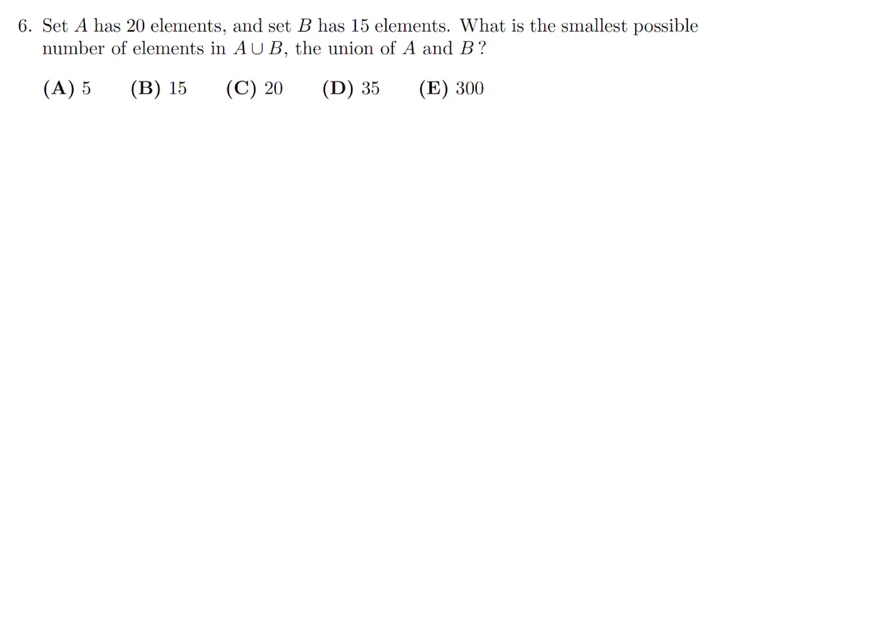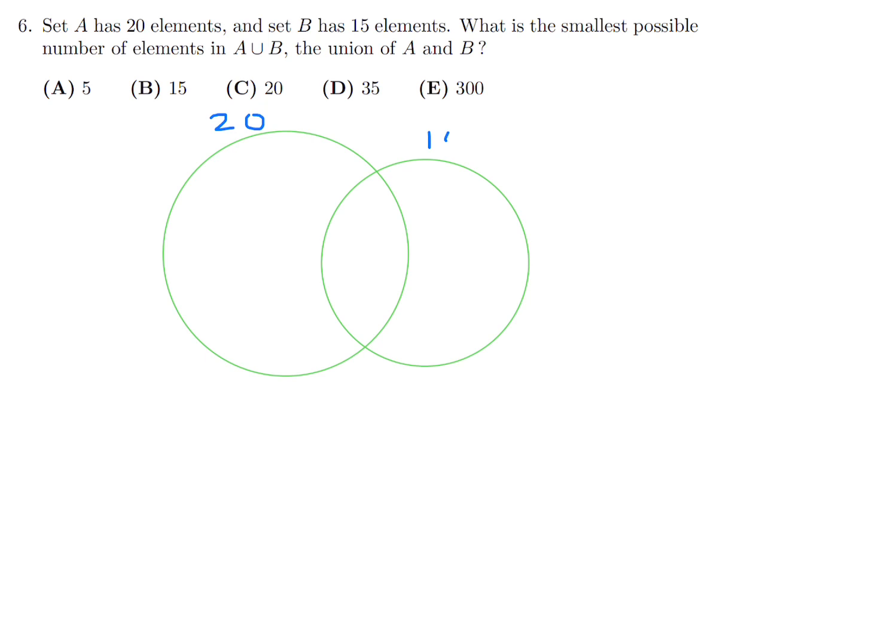Set A has 20 elements and set B has 15 elements. What's the smallest possible number of elements in A union B, the union of A and B? Well, these are interesting questions. Those are Venn diagrams. Perhaps by grade 10 you've heard of these. Generally speaking, you've got something like this, right? So this is 20 and this is 15. I'll just give an example. Let's say this is 16, and this is 4, and this is 11.